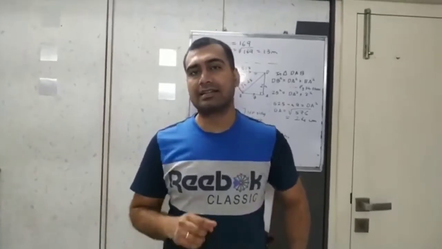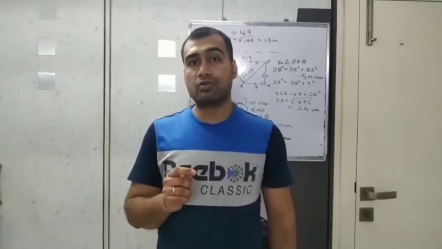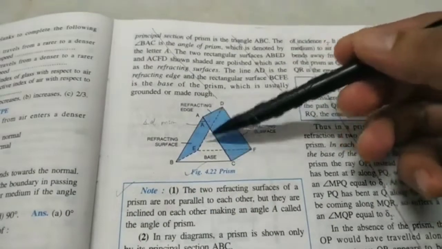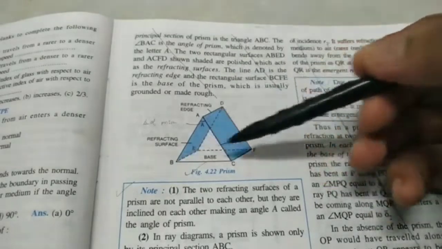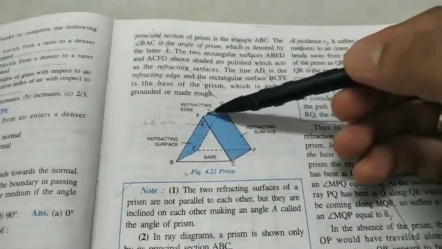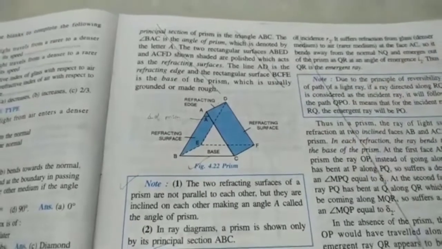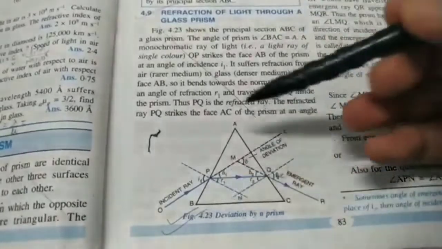Let's study 10th standard ICSE physics, chapter 4b, refraction of light through a prism. If you look at the diagram of a prism, it has totally 5 faces. These are the refracting surfaces, this is the base, and this is the refractive edge. But when we draw diagrams, we don't have to draw a 3D diagram, we just draw a two-dimensional slice of the prism, which is a triangle.